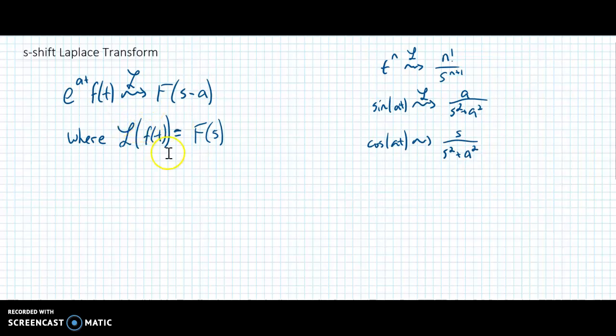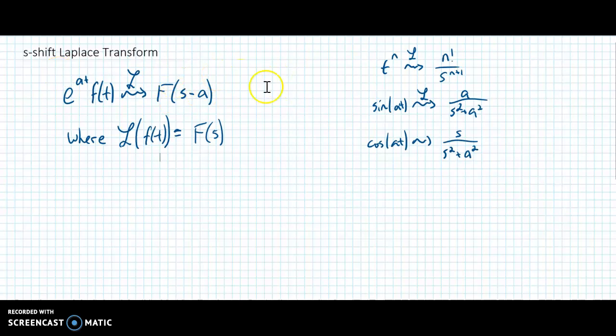I'm going to take this video to go over the s-shift Laplace transform equation. It's this guy right here. Typically, you just see it as that. You don't see it with where the Laplace of f of t is, but I put that there just to clarify some things. And I'm going to assume that you know the Laplace transform for t to the n, sine of at, and cosine of at.